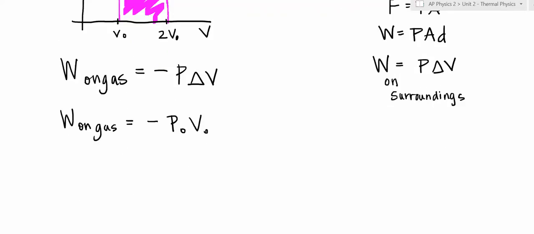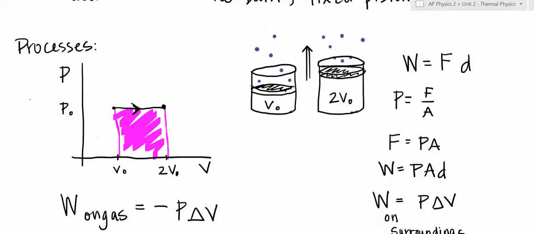All right. So this process where the pressure remained constant is called isobaric. Barometer, bars of mercury, iso, same, baric. So that's where that term comes from.